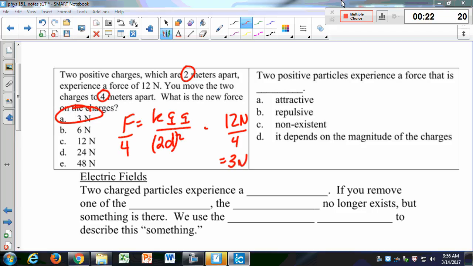Two positive particles experience a force that is which of these? I'm gonna stop at 20, at 30.